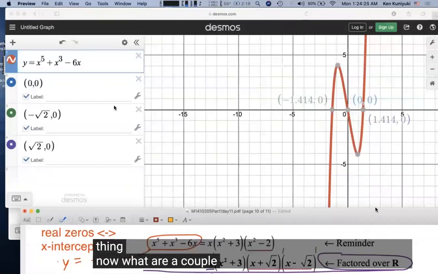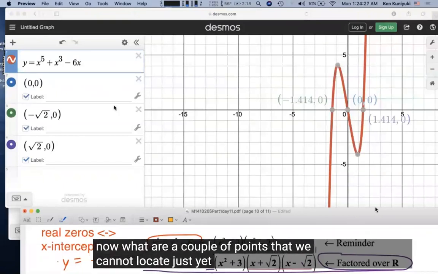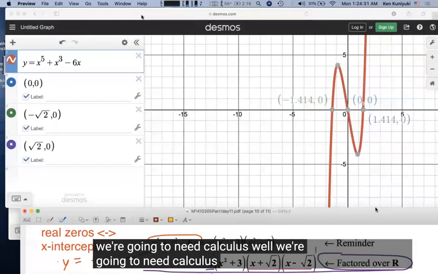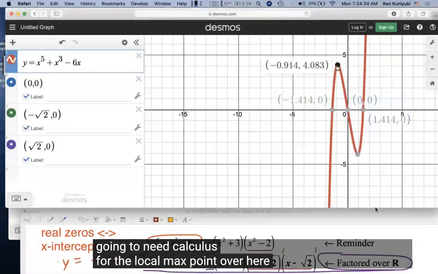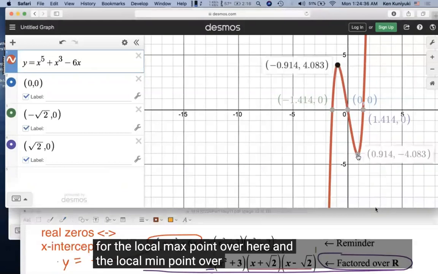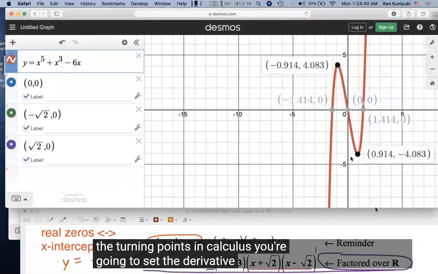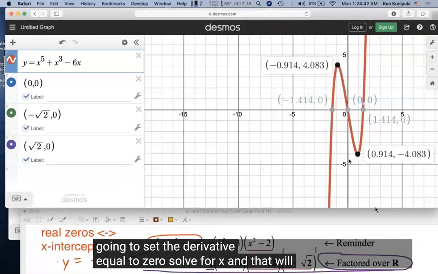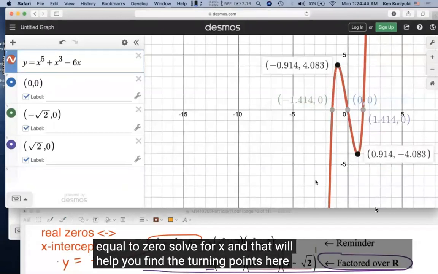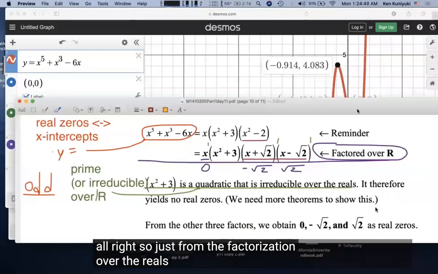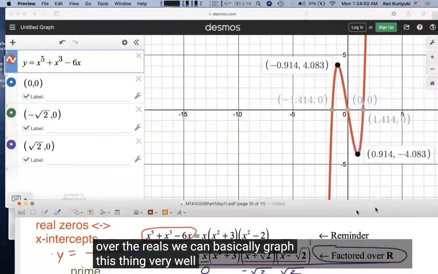Now, what are a couple of points that we cannot locate just yet? We're going to need calculus for the local max point over here and the local min point over here, the turning points. In calculus, you're going to set the derivative equal to 0, solve for x, and that will help you find the turning points here. All right, so just from the factorization over the reals, we can basically graph this thing very well.